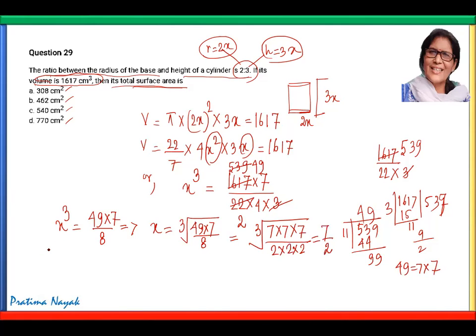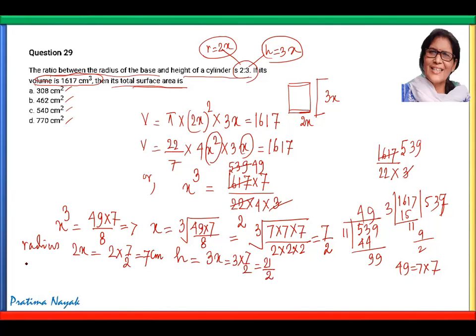Now x is equal to 7 by 2. Then coming to radius. Radius is equal to twice x. So it will be 2 into 7 by 2. That will be 7 centimeter. Now coming to height. Height is equal to 3x. So 3 into 7 by 2. That will be 21 by 2.